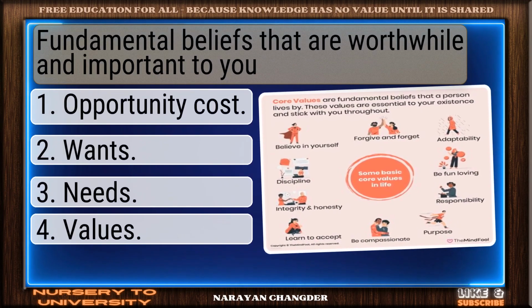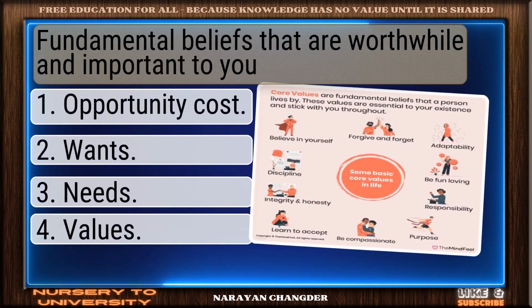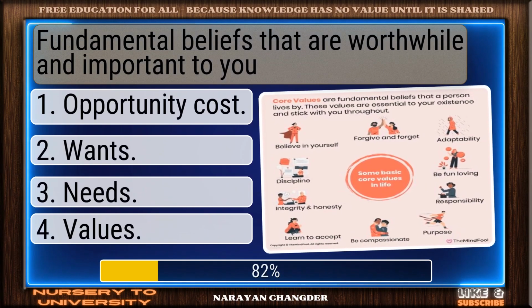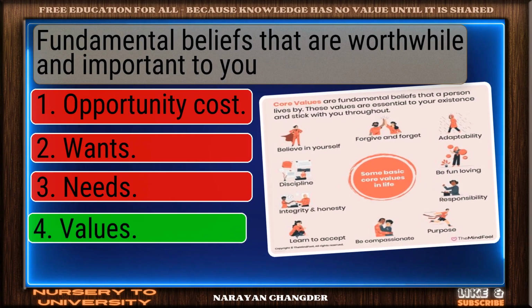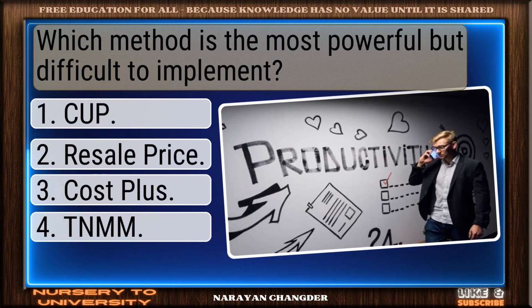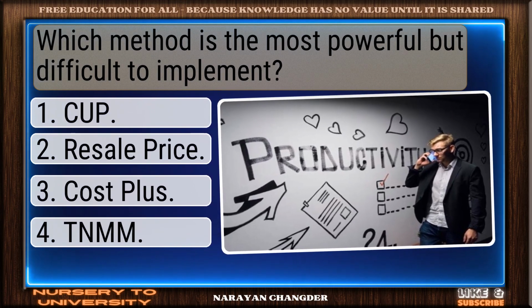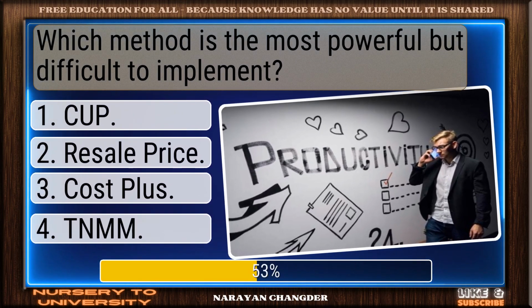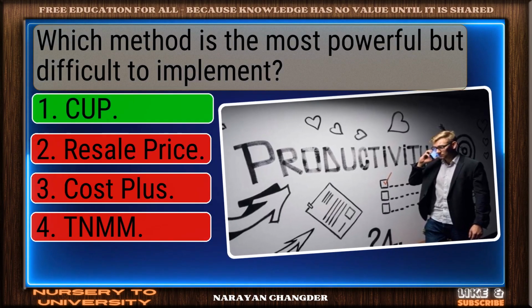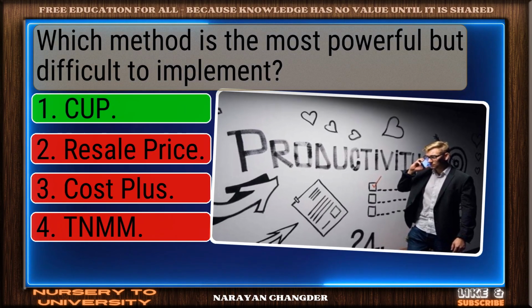Fundamental beliefs that are worthwhile and important to you. Nice selection. Values is correct. Which method is the most powerful but difficult to implement? Good thinking. Cup is right.